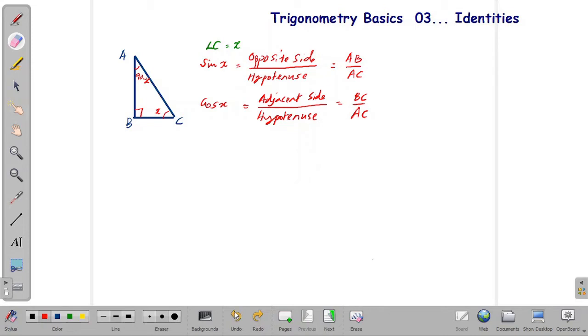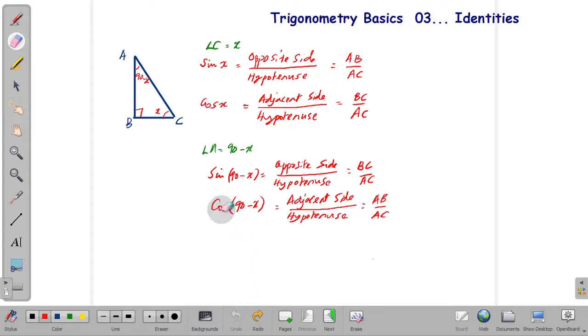Now, what is sin 90 minus X? Angle A is equal to 90 minus X, and sin 90 minus X will be, what is the opposite side of 90 minus X? BC is the opposite side. Therefore, sin 90 minus X is equal to BC by AC. Similarly, cos 90 minus X is equal to, for this particular angle 90 minus X, the adjacent side is AB. Therefore, cos 90 minus X is equal to AB by AC.